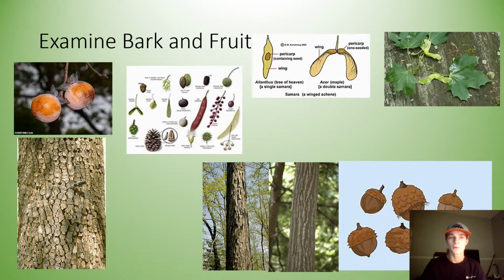So not only that, but there are many types of fruit, including pods, drupes, cones, berries. The list goes on, but whenever available, it always helps. Such as the persimmon tree that's on the left side of the screen, which is identified easily by its bright orange fruit.